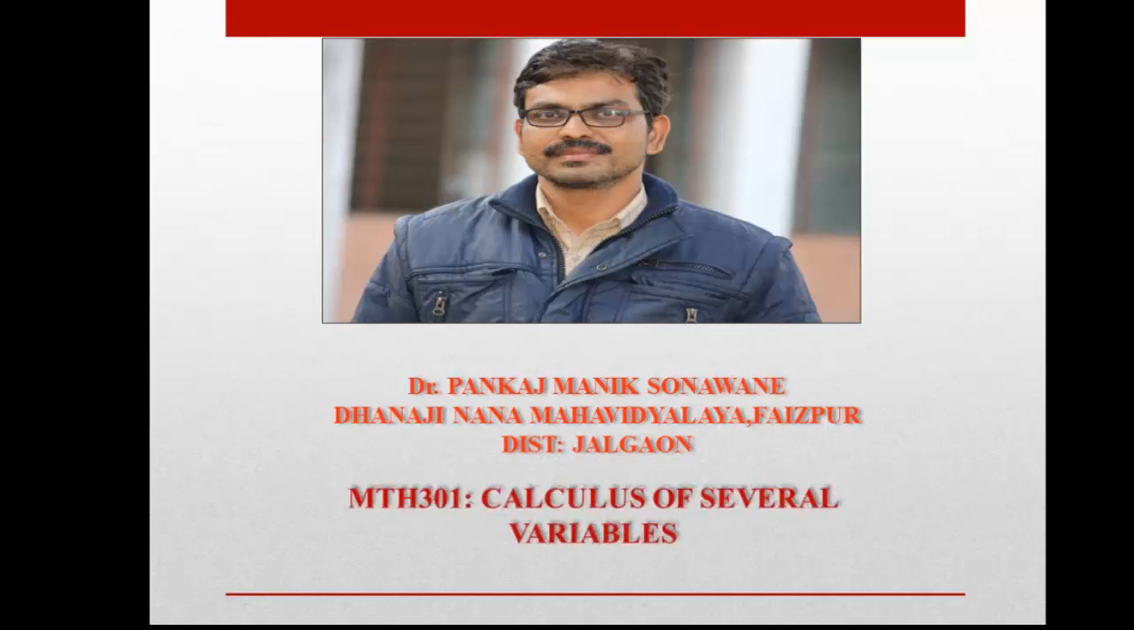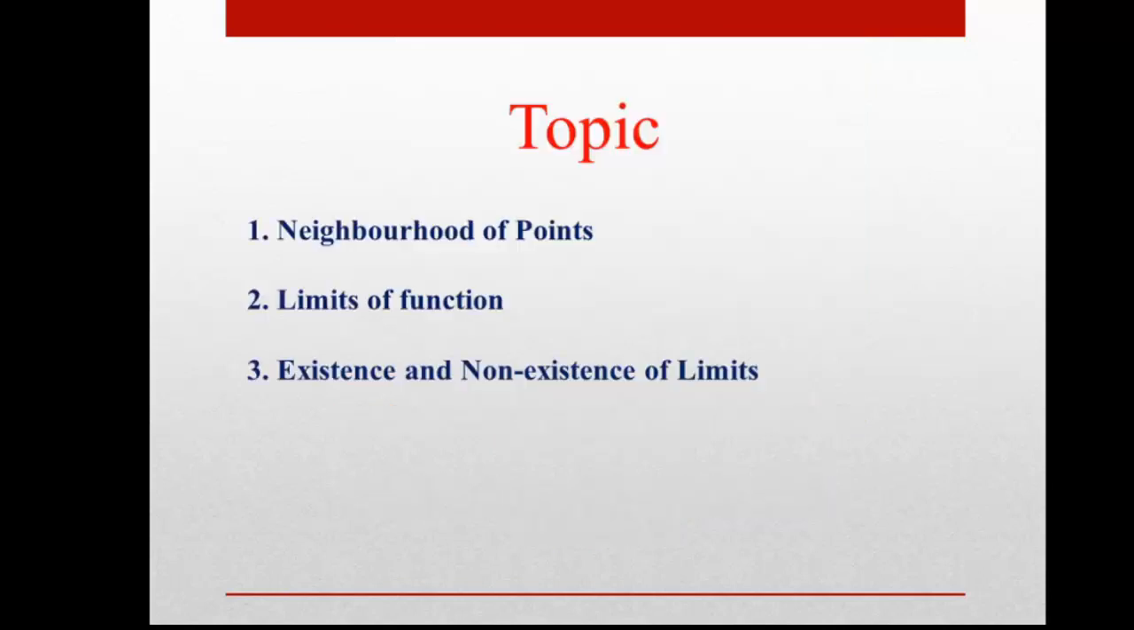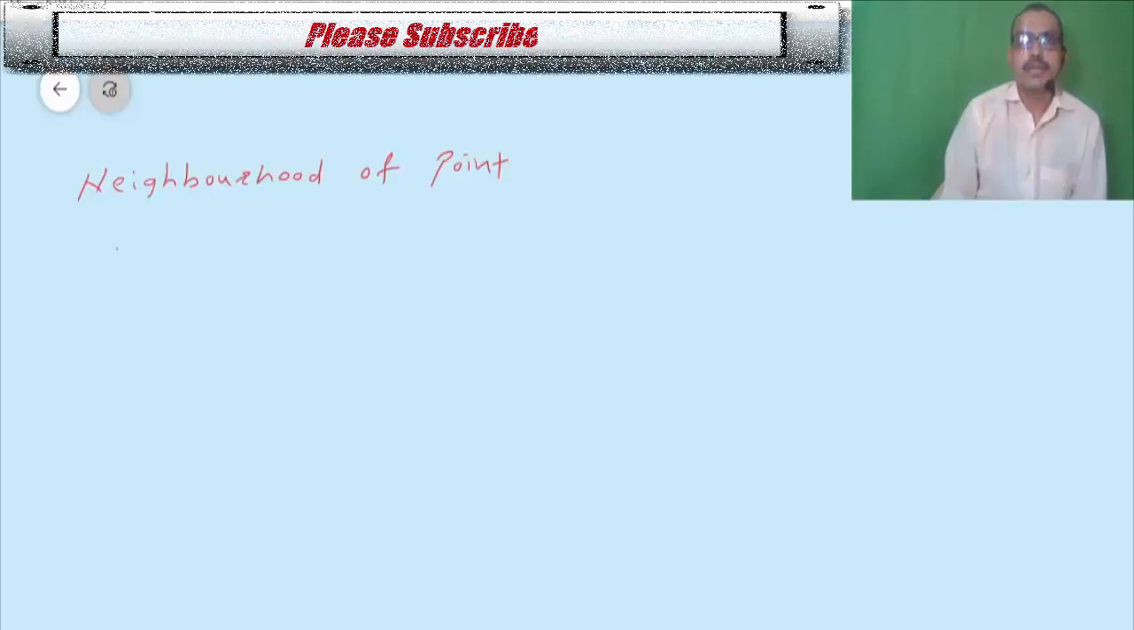Paper first, MTH 301, Calculus of Several Variables. Today we will define the definition of neighborhood of points, limit of function, and existence and non-existence of limits. We define the definition of neighborhood of point.